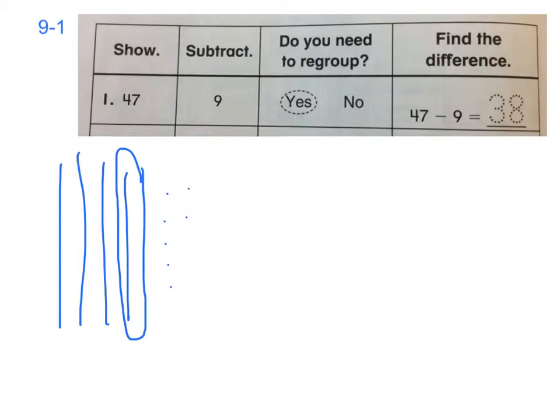To regroup, you have to break a 10 into 10 ones. You now have 17 ones, and now you're able to subtract 9. Cross off 9 ones to find your answer.